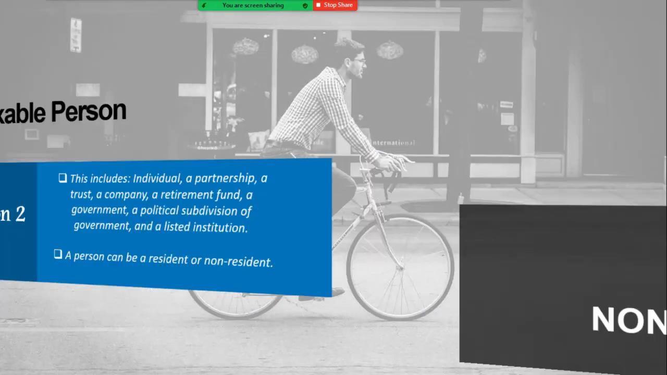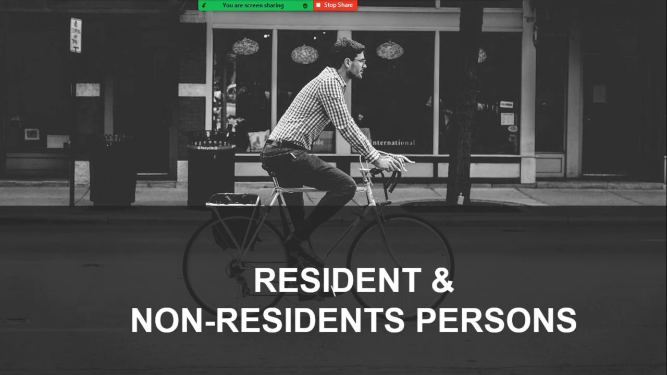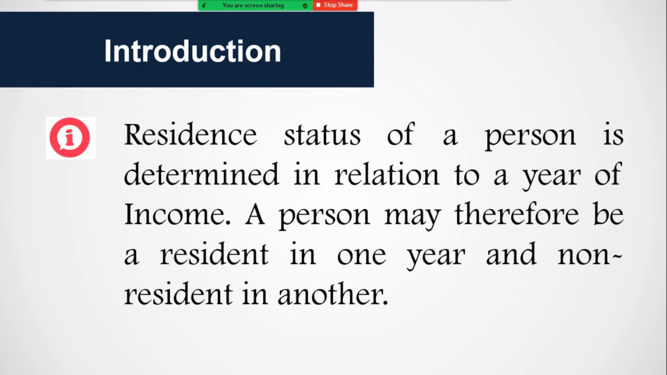Now, the next discussion goes into issues of resident and non-resident persons. So in the introduction, I'm saying that the residence status of a person is determined in relation to the year of income. What does this one mean? This means that you may be resident in one year and non-resident in another.